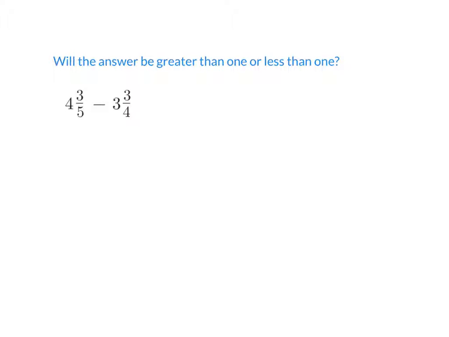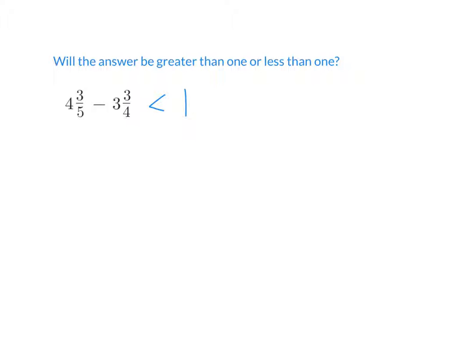So put all those pieces together. If I have 4 3/5 minus 3 3/4. If I just had 4 3/5 minus 3, what would the answer be? 1 3/5. And then if I have to take away another 3/4, am I going to end up with more than 1 or less than 1? Less than 1. Ah, very good. So you can see, write down that inequality there. 4 3/5 minus 3 3/4 will be less than 1.